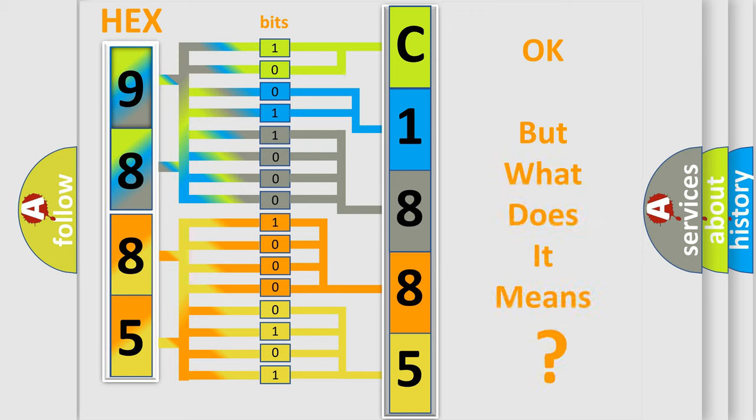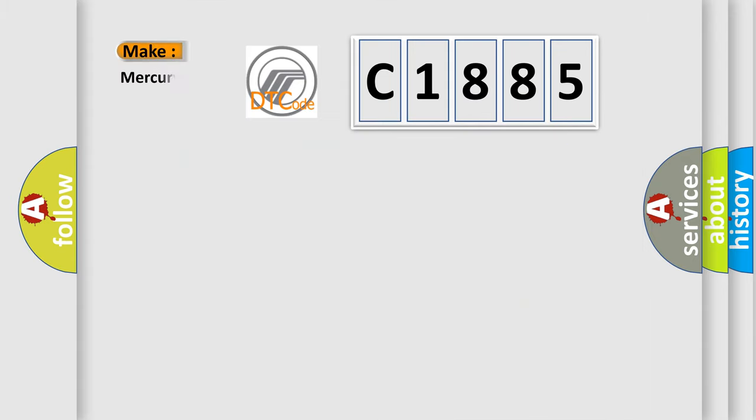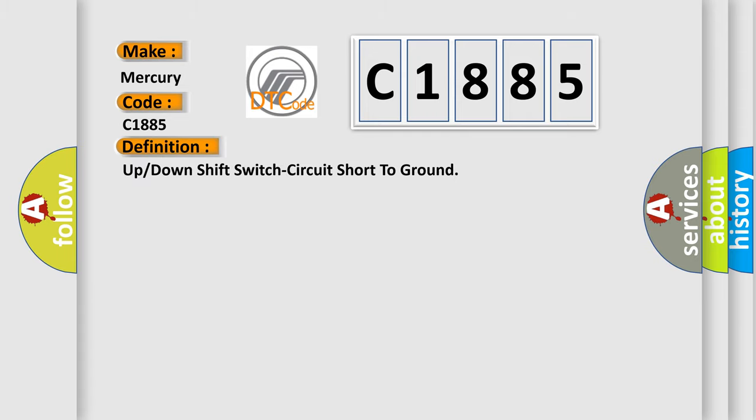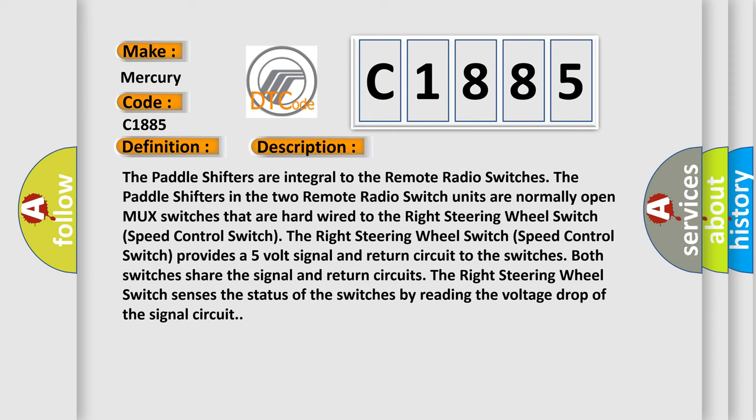The number itself does not make sense to us if we cannot assign information to what it actually expresses. So, what does the Diagnostic Trouble Code C1885 interpret specifically for Mercury car manufacturers? The basic definition is up or down shift switch circuit short to ground. And now this is a short description of this DTC code.